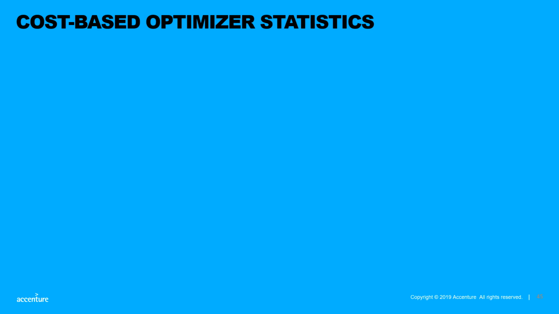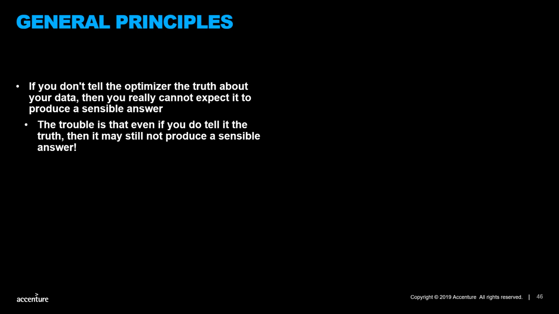It's finally time to talk about optimizer statistics. One thing's for sure, if you don't tell the optimizer the truth about your data by providing it with accurate statistics, you really can't expect it to produce a sensible answer. The trouble is that occasionally, even if you do tell it the truth, it may still not produce a sensible result.